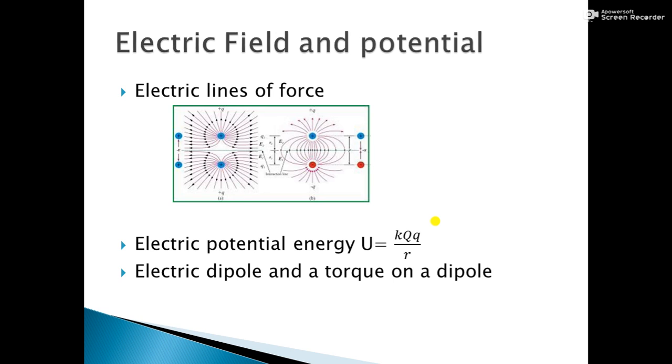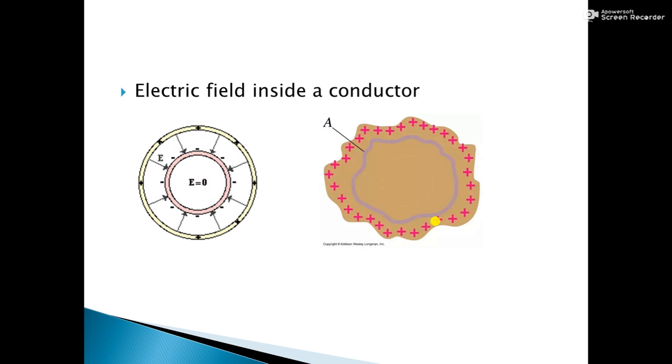Electric dipole constitutes of two charges, positive Q and negative Q, separated by a small distance. If an electric dipole is placed in a uniform electric field, it is acted upon by a torque. The direction of the torque is perpendicular to the plane containing the dipole axis and the electric field.